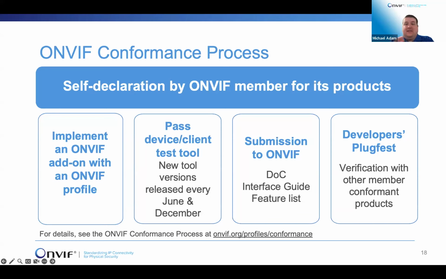Once you have passed these test tools, they produce a series of documents: the Declaration of Conformance, or DOC, the interface guide and feature list. Those get submitted to ONVIF via the member portal. And then ONVIF will process those and approve and post them to the onvif.org website.